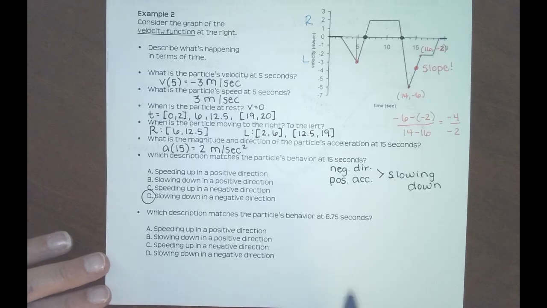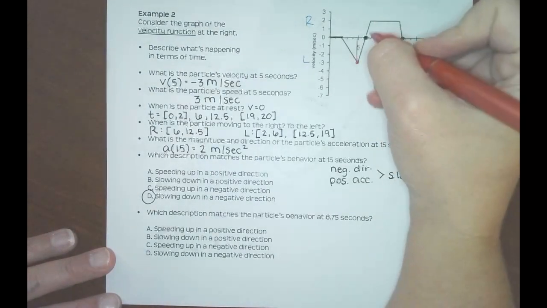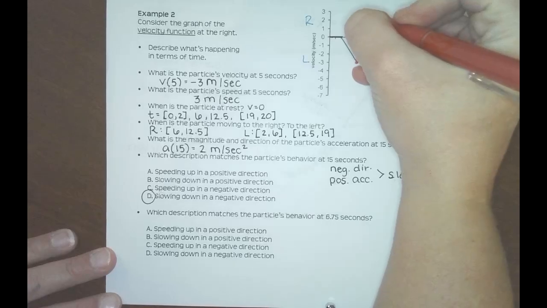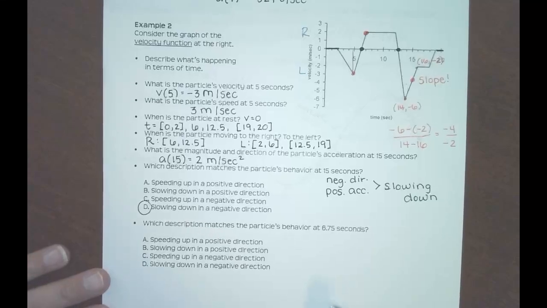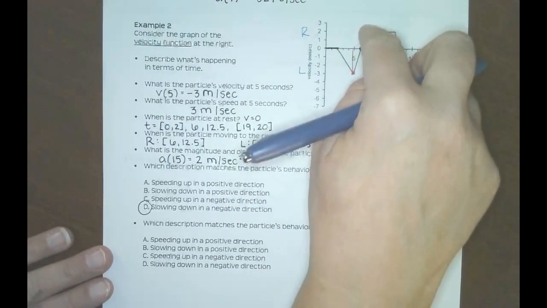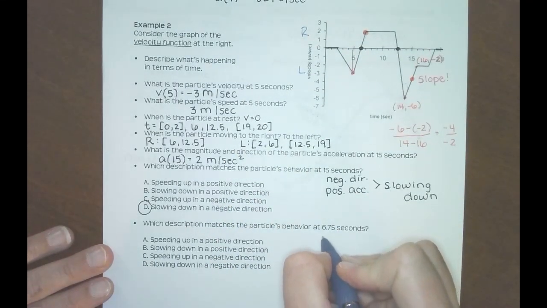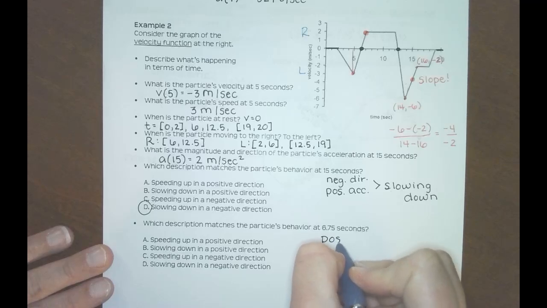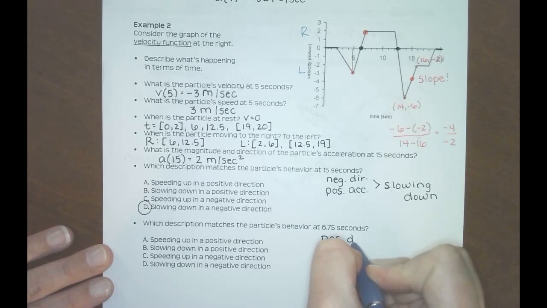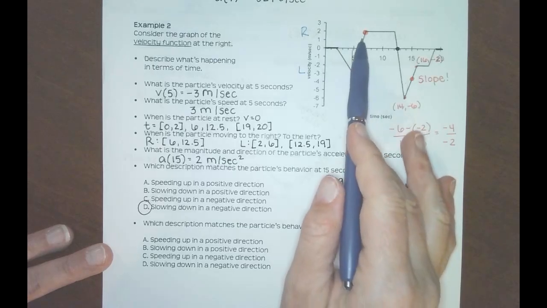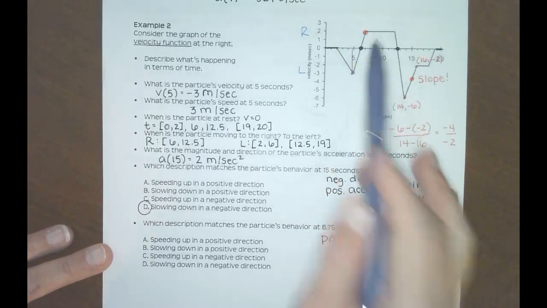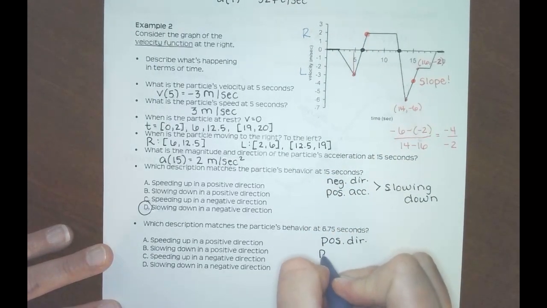Okay, so now let's look at 6.75 seconds. So this is 6, so 0.75. I'm guessing it's talking about right here at the corner. Could be off just a little bit, but I don't think that's going to change our answer. So up there, I have velocity that's positive, so I'm moving in a positive direction. My acceleration, if I'm on this line segment, I'm going to have positive acceleration.